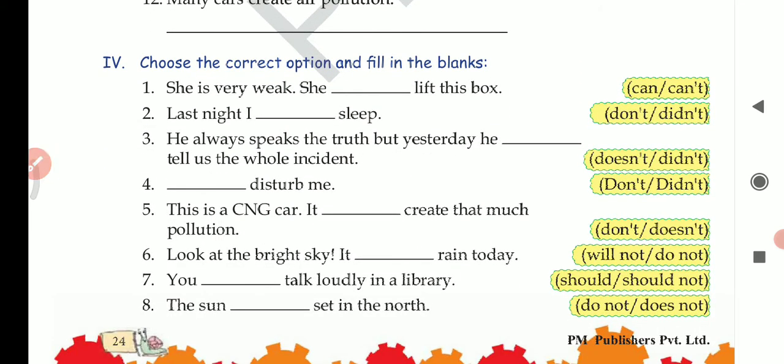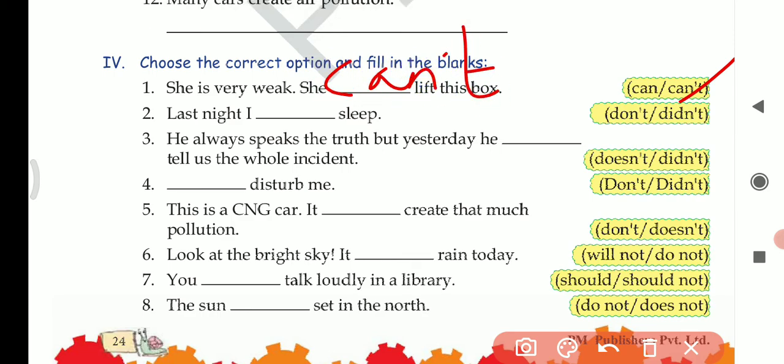Choose the correct option and fill in the blanks. She is very weak. She dash lift this box. So if a person is weak, then definitely can't will be used. She can't lift this box.